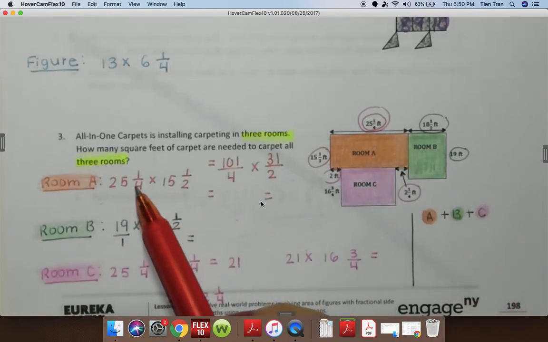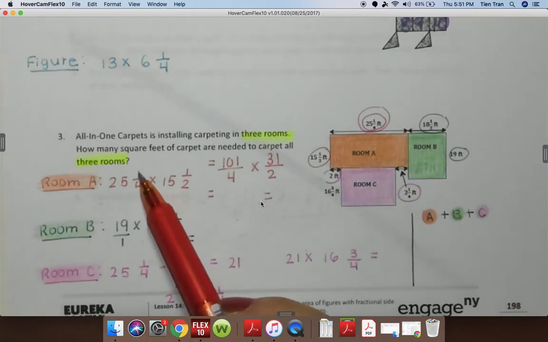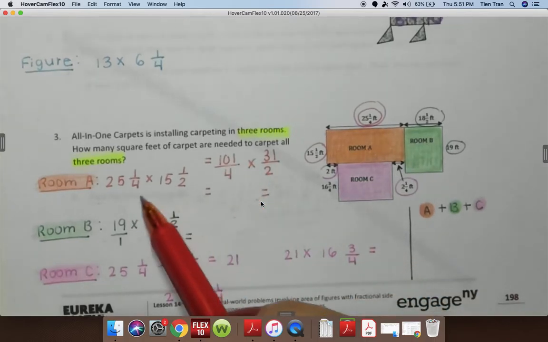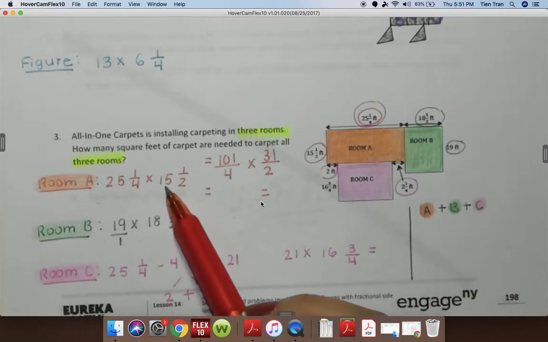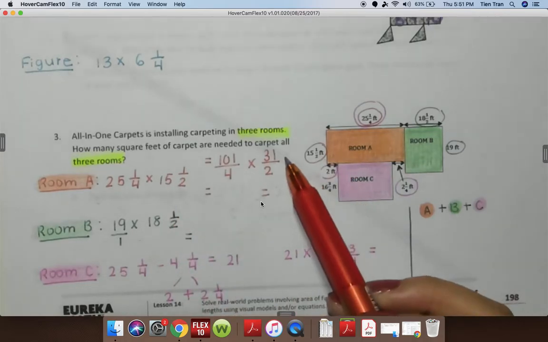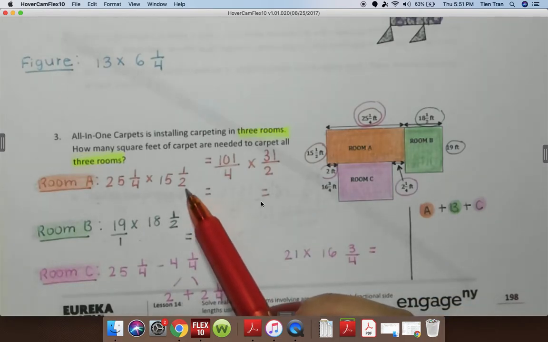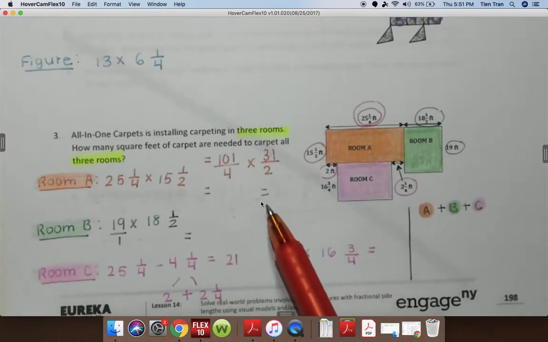I multiplied 25 times 4, which gives me 100, and 100 plus 1 gives me 101. And 101/4, the 4 comes from the denominator, which always stays the same. I'm multiplying 15 times 2, which is 30, and 30 plus 1, which is equal to 31. And I'm putting it over 2 because my denominator always stays the same when I change it from a mixed number to an improper fraction.